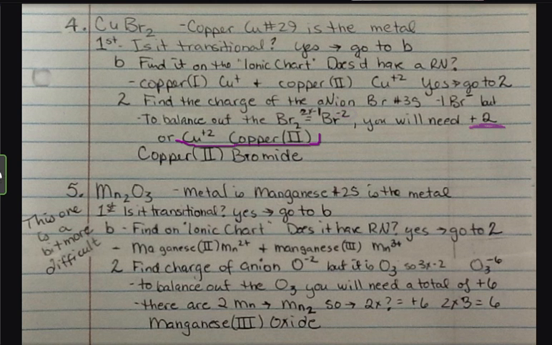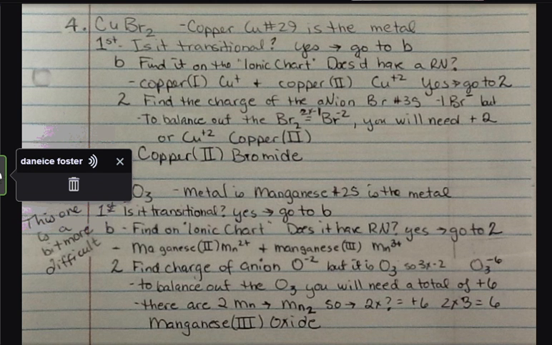How do we write it? We write the name of the metal. We put our Roman numerals in parentheses. That's important to remember. And then we add IDE to our nonmetal. That wasn't too bad now, was it? Just one left. On to our last one.